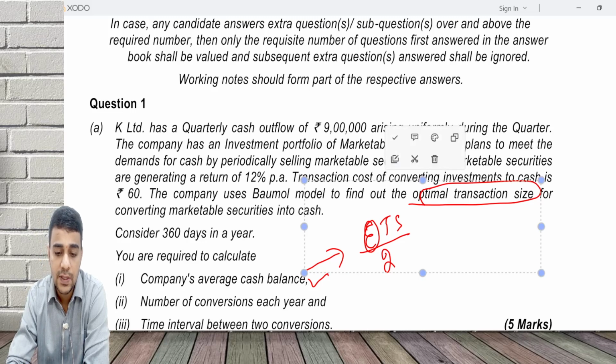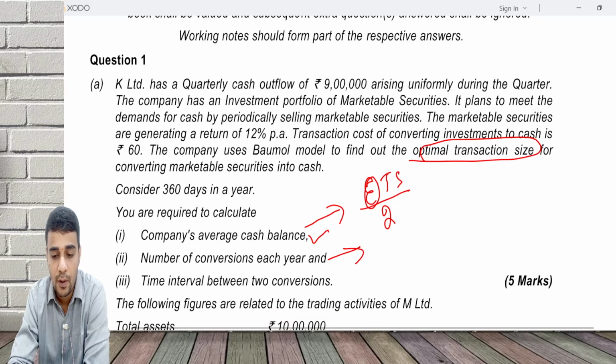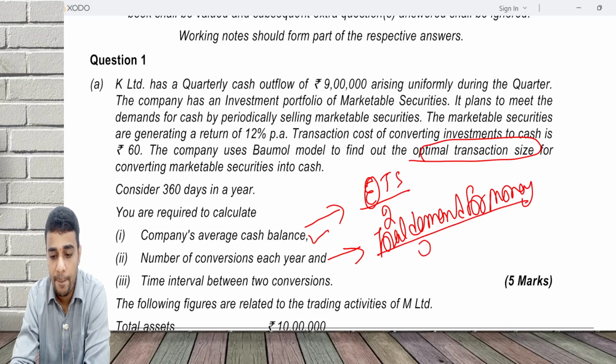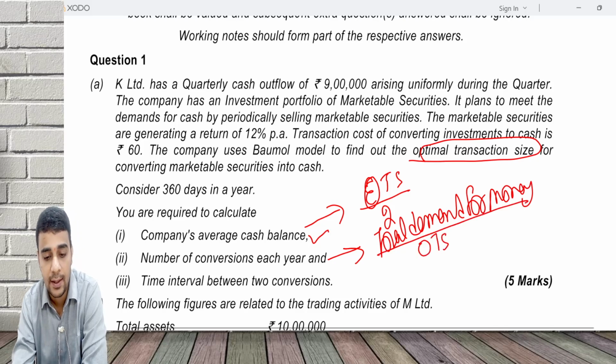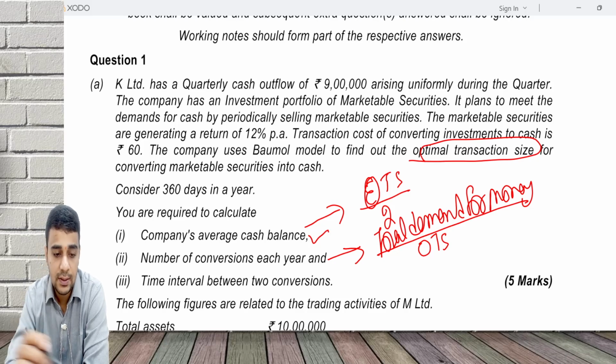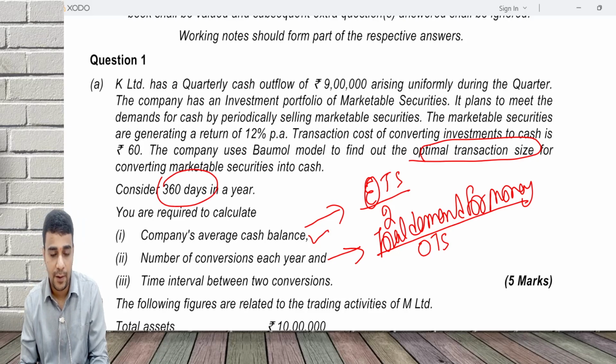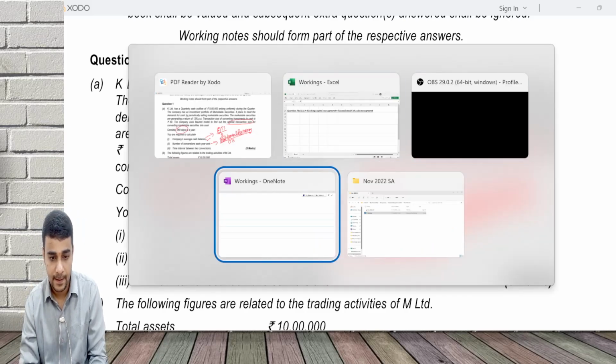Number of conversions is similar to number of orders, which is total demand for money. We used to have annual demand for raw material. Number of conversions is total demand for money divided by the optimal transaction size, like EOQ. Time interval is 360 divided by number of conversions. So let's start.